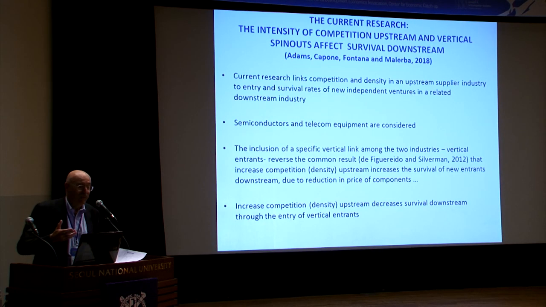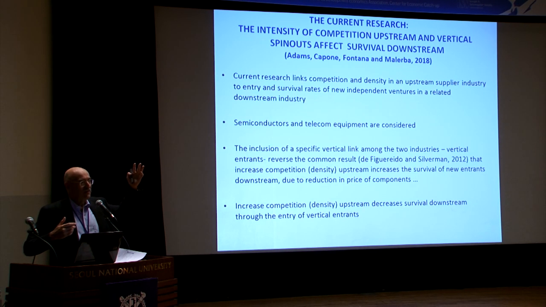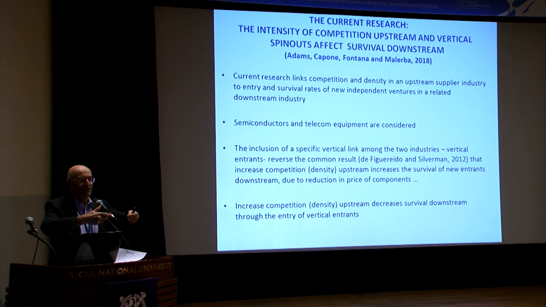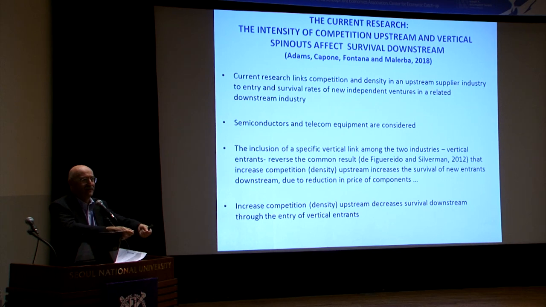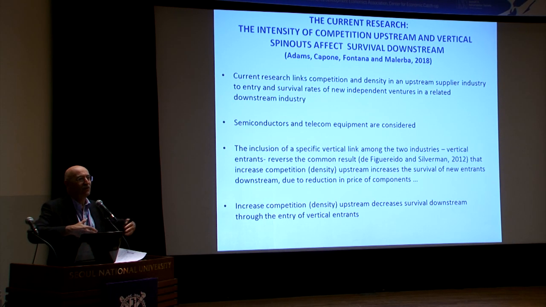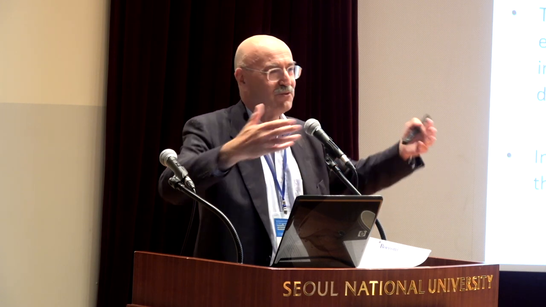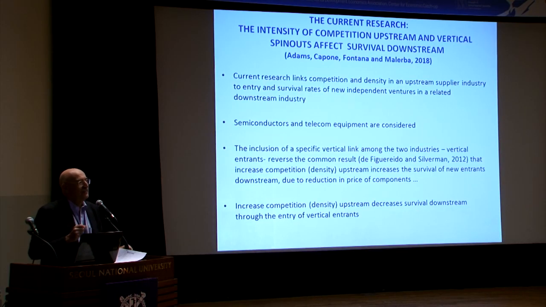There's a great paper by Figueiredo and Silverman that said, well, if you have more competition upstream, the more competition upstream will reduce the price of the components that are sold to the downstream industry, and therefore all the downstream producers will benefit and there will be less selection, more survival, and so on. Well, if you take into account this possibility of vertical entrance, you have exactly the opposite result. That is, you have a higher level of exit and lower level of survival.